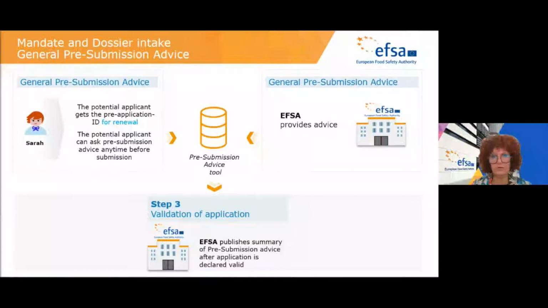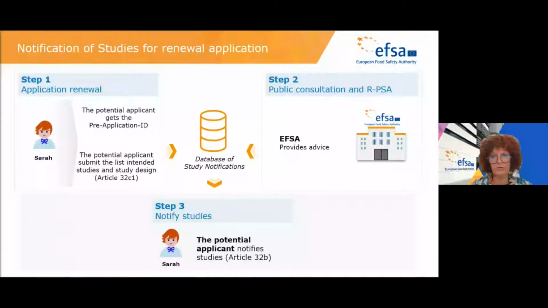On the next slide, we will see that for the renewal pre-submission advice and the notification of study, the applicant gets a pre-application ID, and the applicant needs to mandatorily submit a list of intended studies, including the study design. This is mandatory from the practical arrangement. This is submitted in the database of the notification of study.